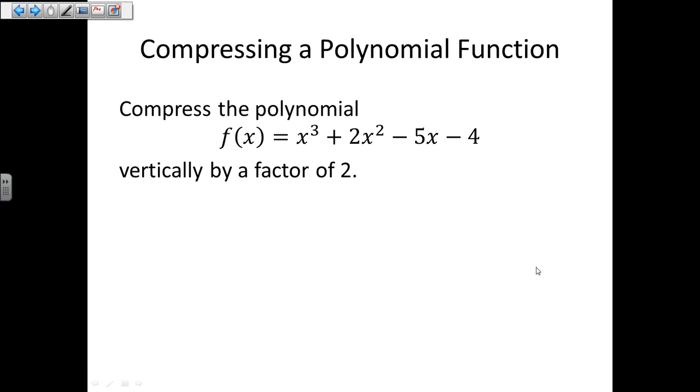Compressing a function vertically by a factor of 2. This is going to be an outside change. If we want to make something smaller, compressing means making it smaller. I'm going to go ahead and, that should be dividing by 2 on the outside, not multiplying by 2. That should be a 1 over 2. Oh well, I'll fix it next time I do this video.